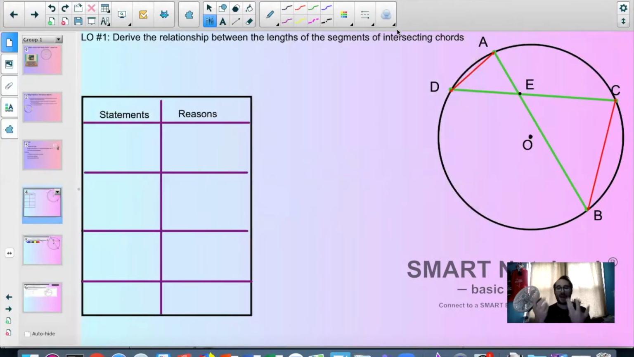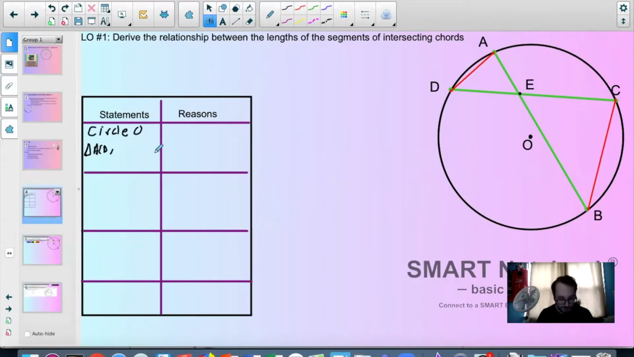Just based on what we have in this picture, we know we have a circle O, and then we also have two triangles. We have triangles AED, and we also have triangles CEB. And that's going to be given. That's literally in the picture. So is there anything in the picture that we can definitely see?